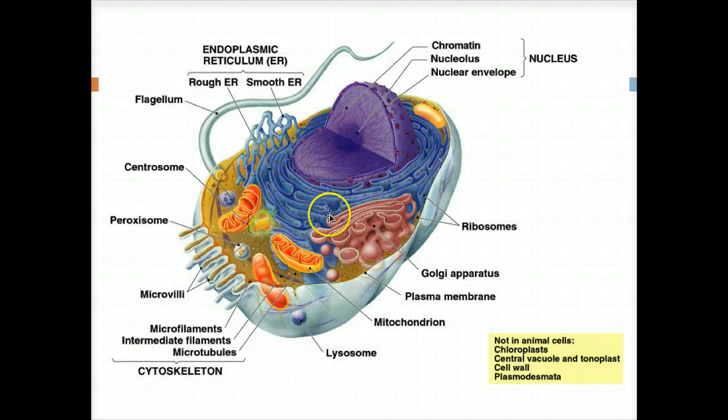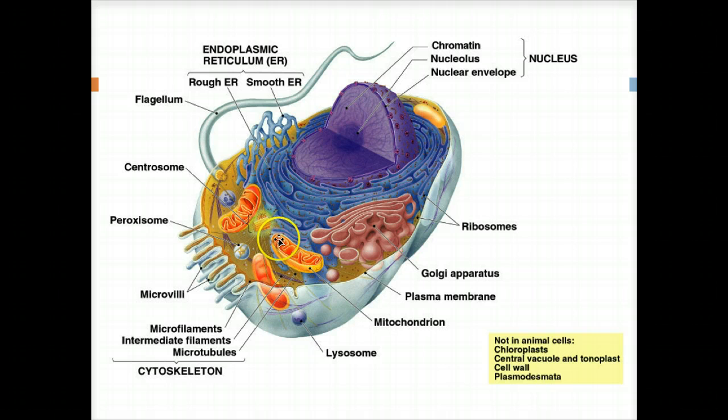Continuing on, you'll notice what looks like a bunch of channels. This is called your rough ER, or endoplasmic reticulum. Here's your smooth ER, which looks like the rough ER, but you'll notice it doesn't have those little dots all over it, so it's called smooth. Those dots are actually ribosomes. We then have a Golgi apparatus, which is considered to be the shipping center of the cell. We have this kidney bean looking organelle, which is called the mitochondria.